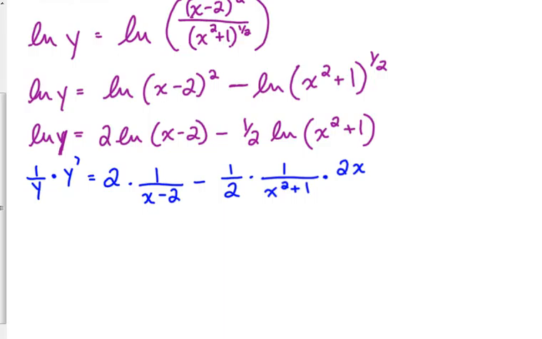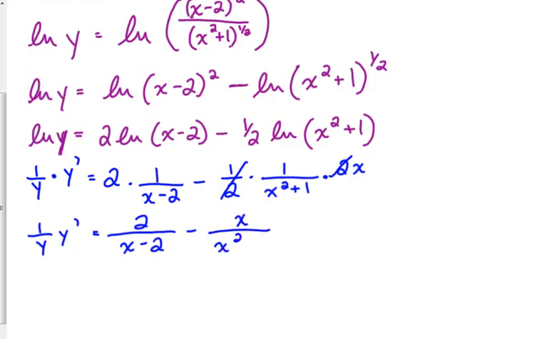So what can we simplify? We can simplify the 2 times the 1/2. Let's rewrite things a little bit here: 2 over x minus 2 minus x over x squared plus 1.